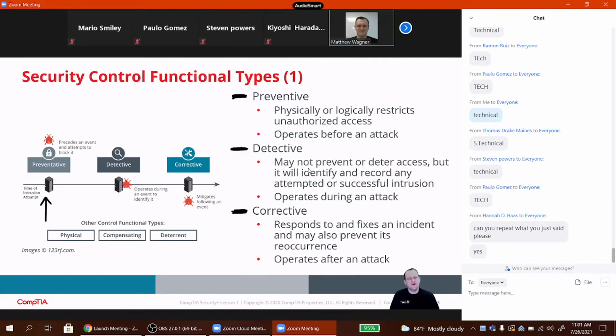But you could certainly have something that's all 3. In fact, I would argue that in an operational sense, a security guard is probably all 3. They're capable of detecting something. They're capable of being preventive. They're even capable of helping with the resolution, being corrective.